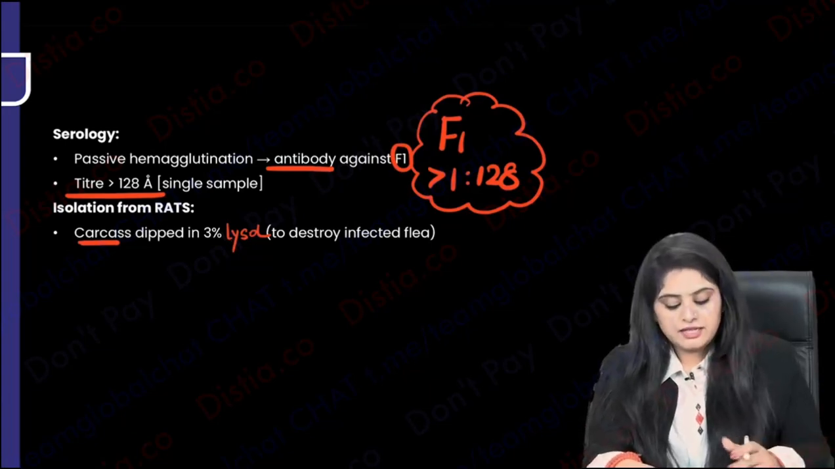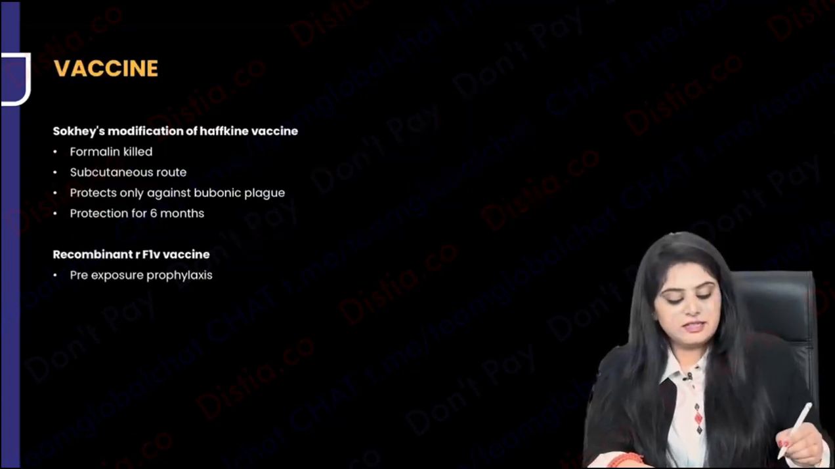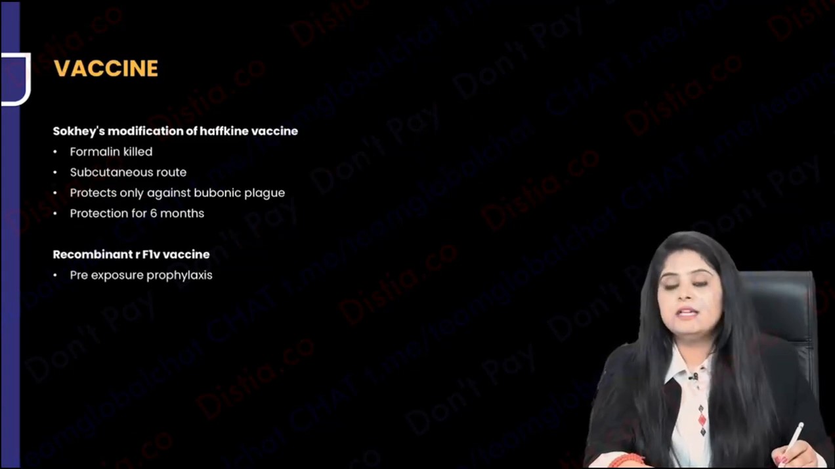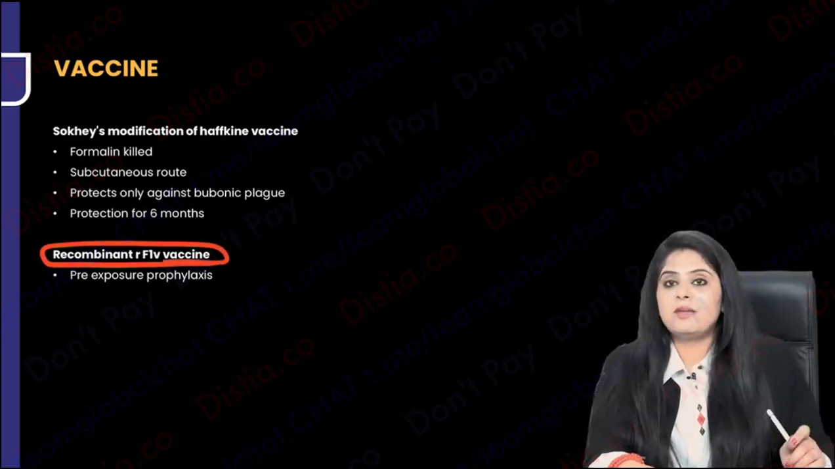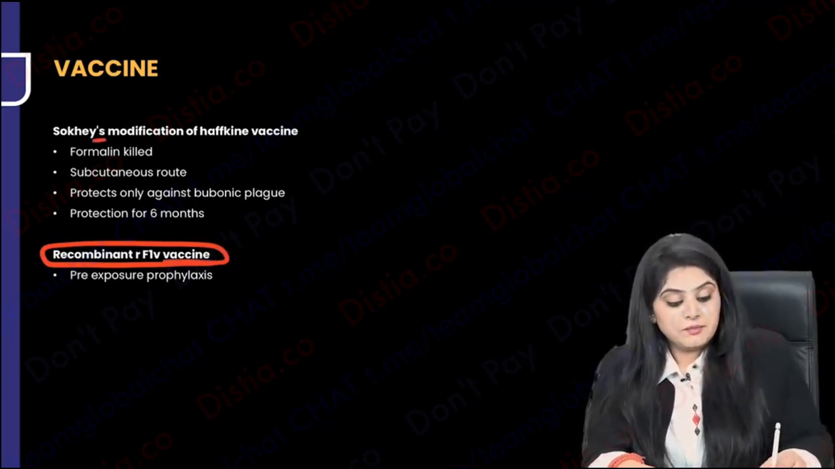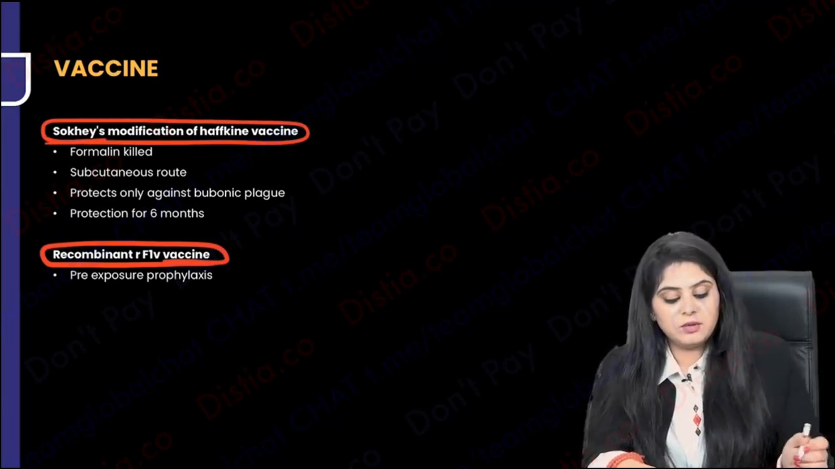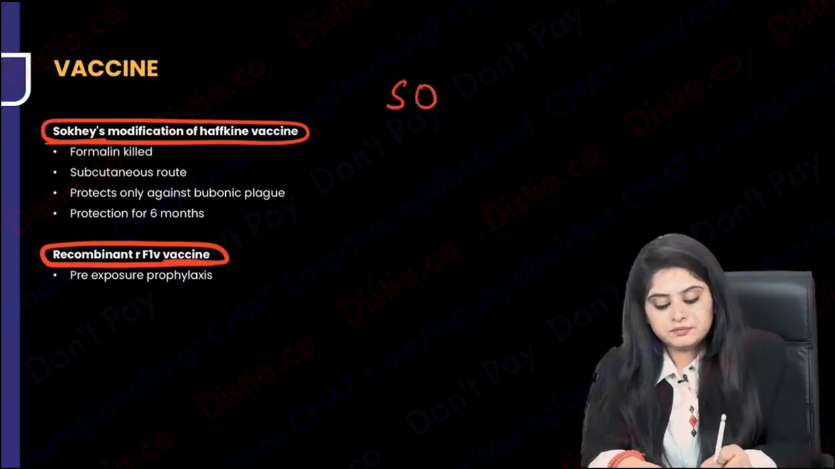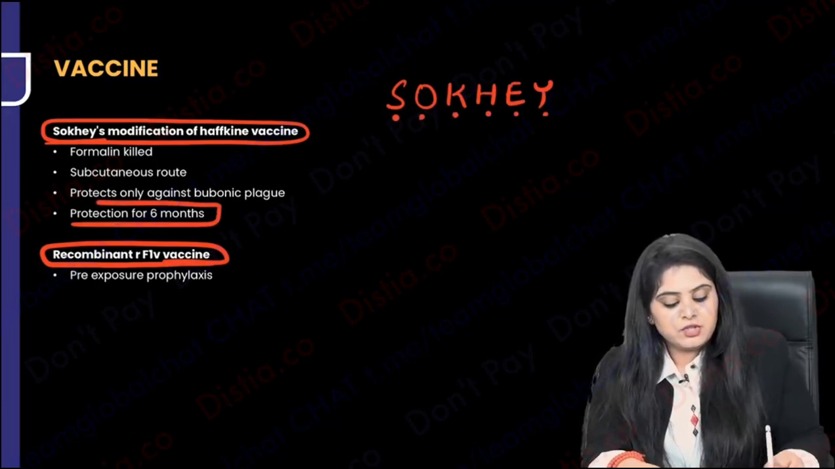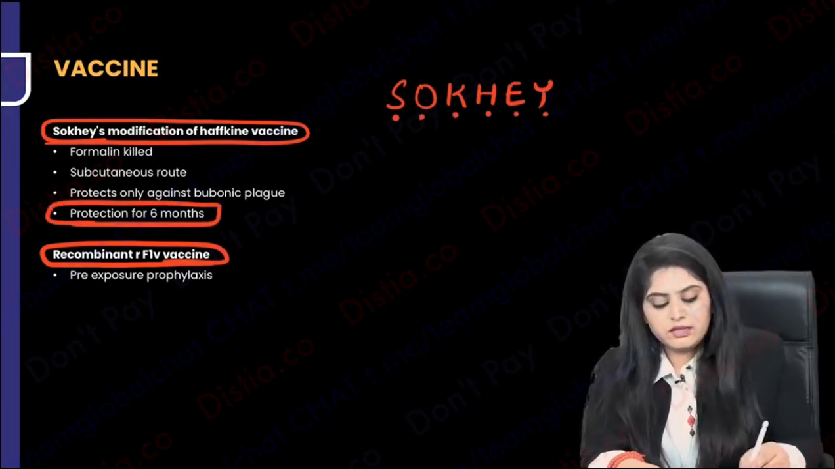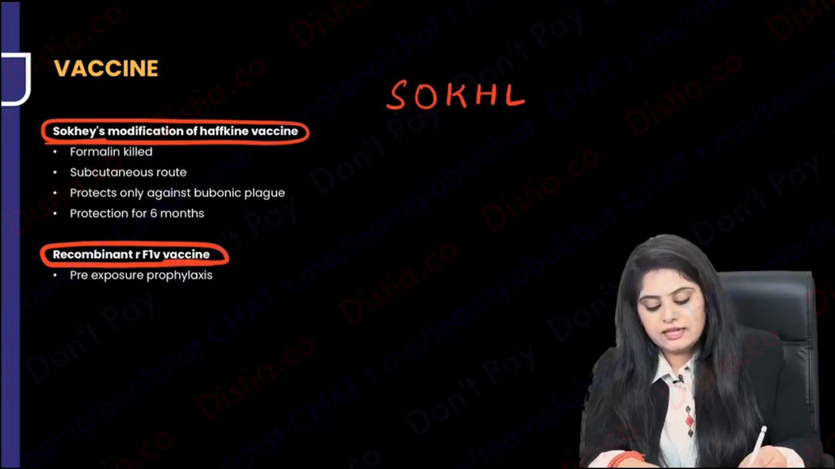Okay. Now finally, vaccine. Abhi bhi common sense hai that the vaccine had to be prepared from. So there is a recombinant F1V vaccine. Vaccine is also prepared from F1 antigen. There is something known as the Soki's vaccine. Now please remember, Soki's vaccine is going to be 1, 2, 3, 4, 5. It provides the protection for 6 months, or you can learn it as Socrates also. That will make it better.